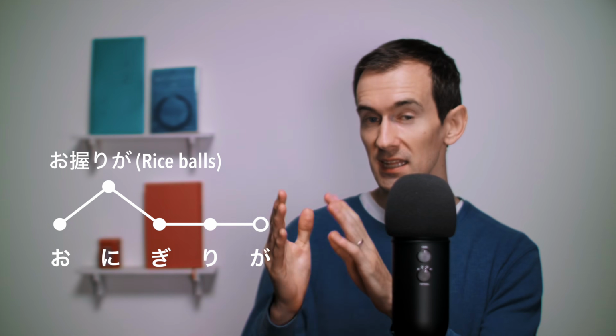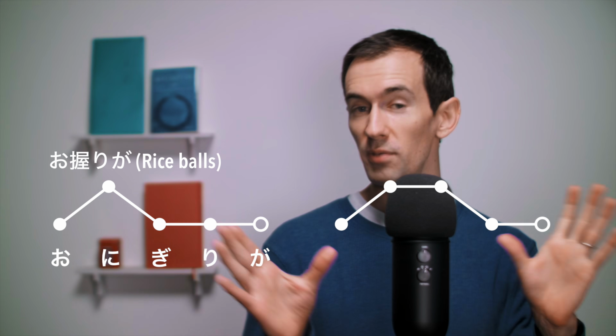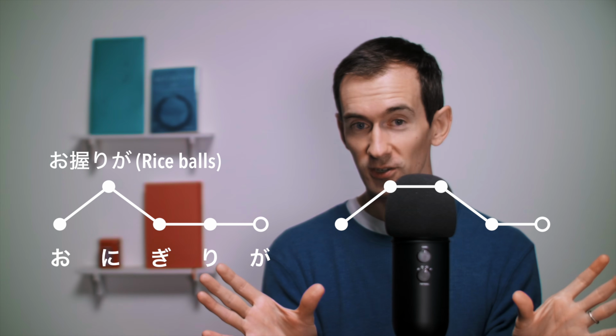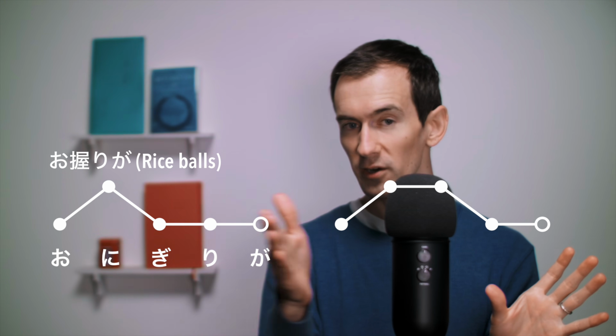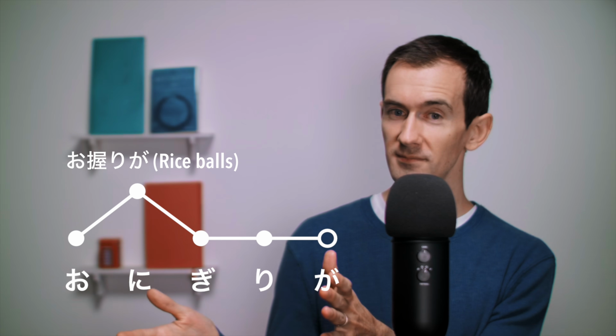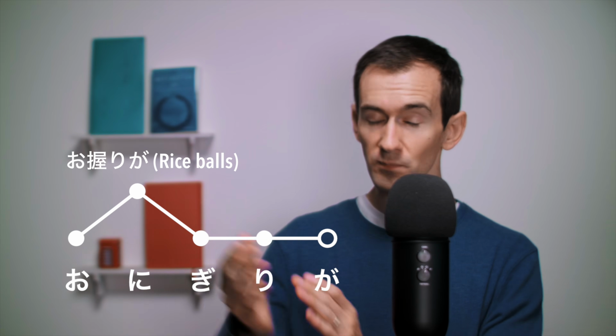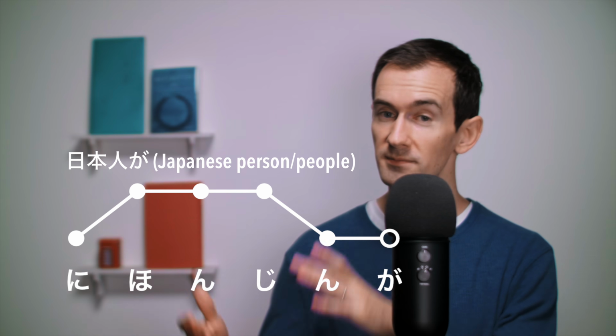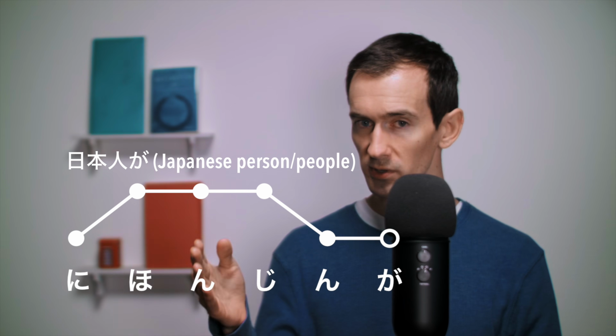nakadaka words only have one correct pitch accent pattern. So rice balls or おにぎりが is always pronounced with this pitch accent pattern and never with this pitch accent pattern, even though both of these are nakadaka pitch accent patterns as a downstep is occurring somewhere in the middle of the word. Again, individual nakadaka words almost always have only one correct pitch accent pattern. In some words like rice balls, おにぎりが this downstep occurs almost immediately, but in other words like Japanese people, 日本人が this downstep occurs towards the end of the word.